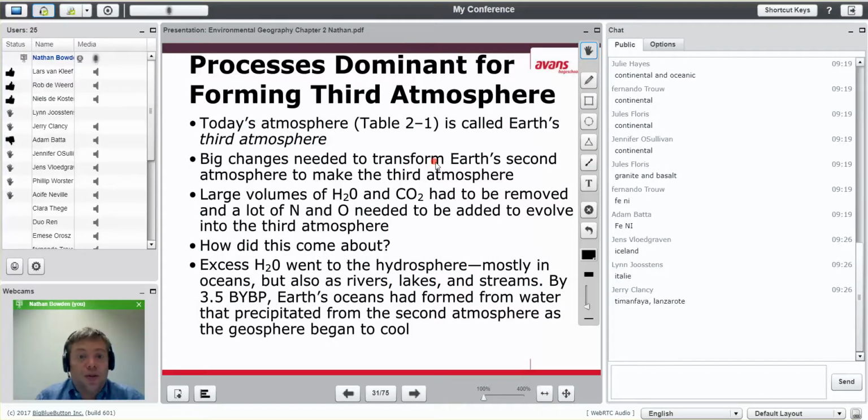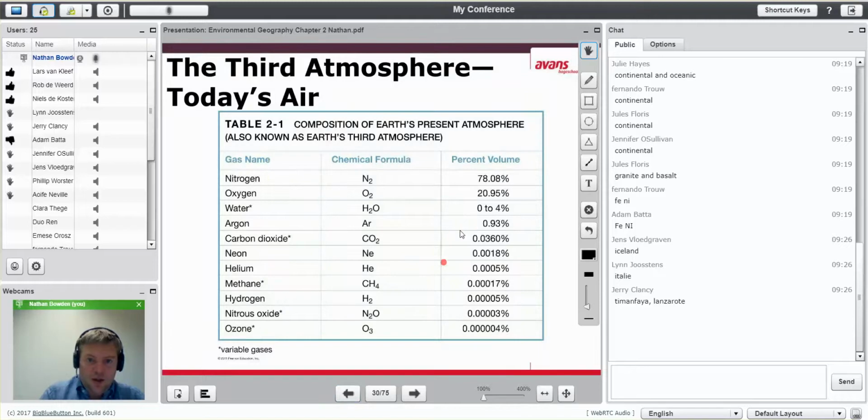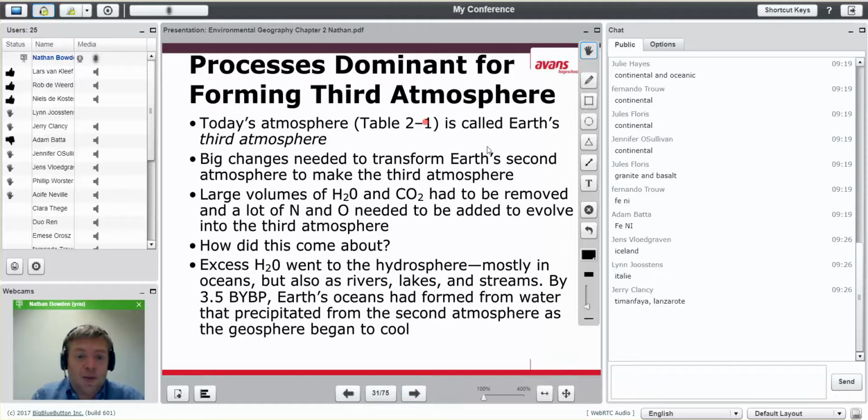So it's called the third atmosphere. That's the atmosphere we have today. And table 2.1 is the one we just saw. Big changes were needed to transform the Earth's atmosphere, as you see in the table. Look at this, oxygen. Suddenly, we went from basically no oxygen to having 21% oxygen. So there must have been something going on there. We'll get to that. Large volumes of H2O and CO2 have been removed, and a lot of nitrogen and oxygen were added into the atmosphere.